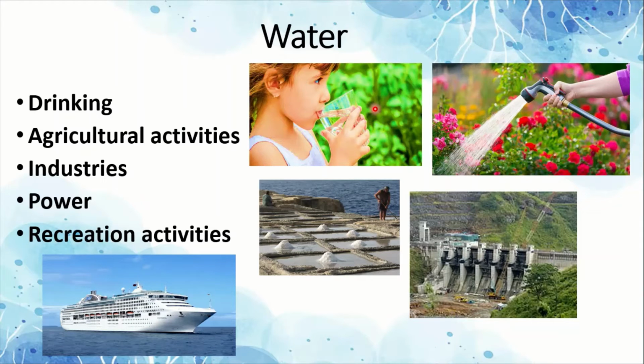Now look at the pictures. We use water for drinking and domestic uses. It is also used for various agricultural activities. This picture shows an event of producing salt by using seawater. Water is used to generate hydroelectricity. Water is used as a medium of transport.